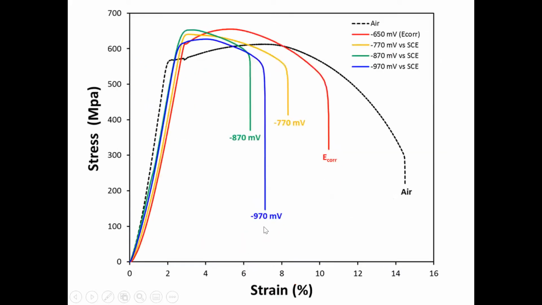So now if you look at this stress strain curve we just looked at a minute ago, as a function of applied potential, we get a whole family of curves. So imagine that this is a high tensile steel sample, and we've made our specimen. And let's say we test it in air without the corrosion environment. Then that's the black dotted line.